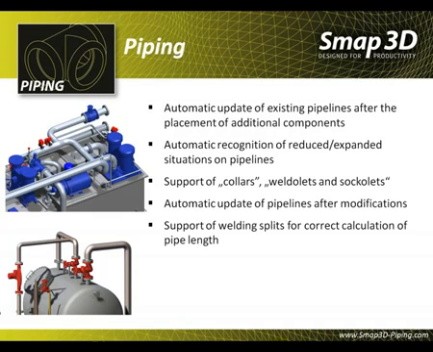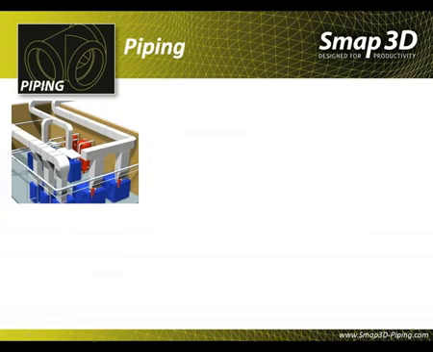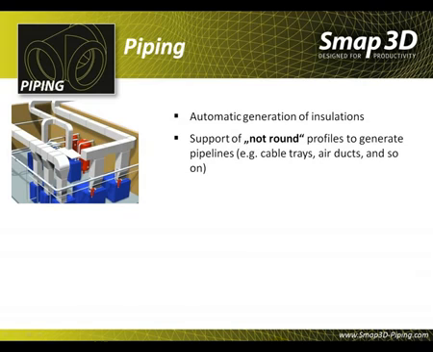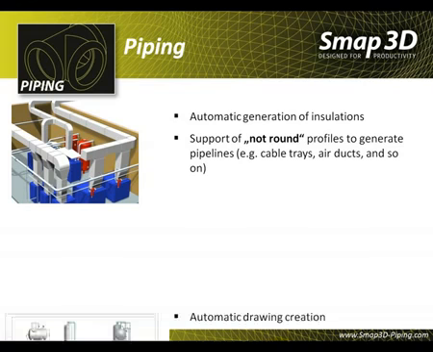We also support weld splits for the correct calculation of the pipelines in the later bill of materials. Further, it is possible to generate insulations around existing pipelines. With the explained technology, we also support non-round profiles to generate pipelines with non-round objects, for example with cable trays, air ducts and so on.